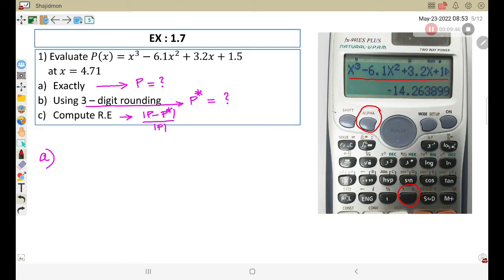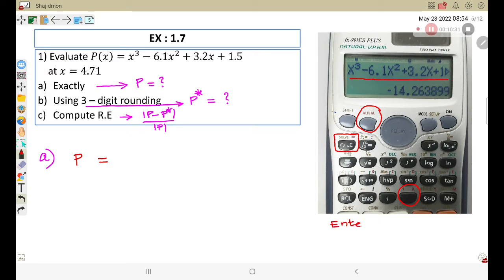So alpha X power 3. After that use the power button, power 3, minus 6.1 alpha X power 2, plus 3.2 alpha X, plus 1.5. Wherever we want x, press the button alpha and x. So what we need to do is find the polynomial value, the exact value, that means the polynomial value at x equal to 4.71. First, as I told you, we enter the polynomial in our calculator. After that, just press the calc button. Here you can see one calc button, the calculation button.